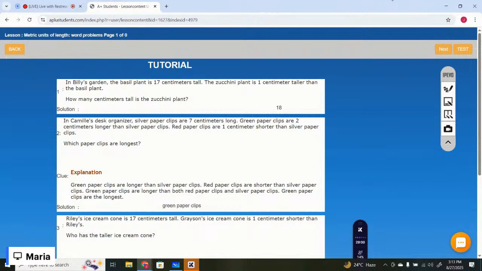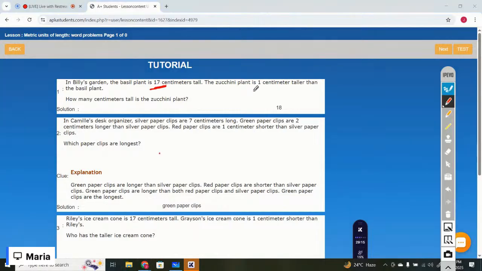In Billy's garden, the basil plant is 17 centimeters tall. The zucchini plant is 1 centimeter taller than the basil plant. How many centimeters tall is the zucchini plant? So we need to find the length of the zucchini plant, right? The zucchini is 1 centimeter taller, so you need to add 1 to 17, so it makes 18. The correct option is 18.